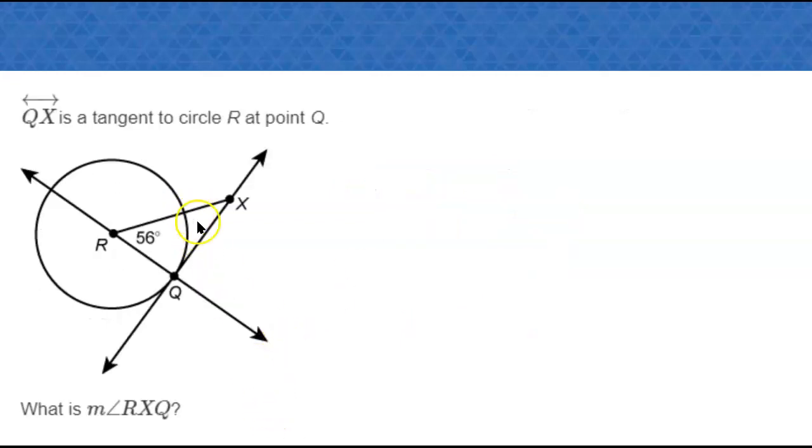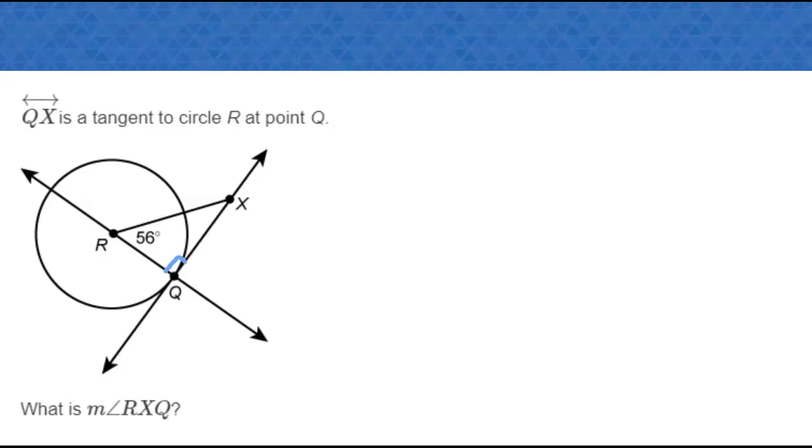Your next question could look like this. QX is tangent to circle R at point Q. That tells us that at point Q we have a 90-degree angle. What is the measure of angle RXQ?